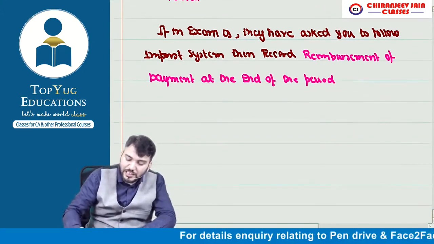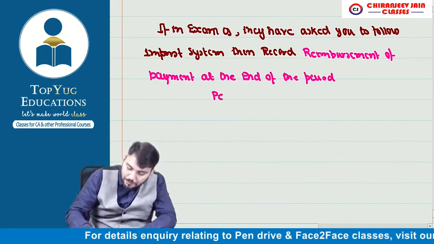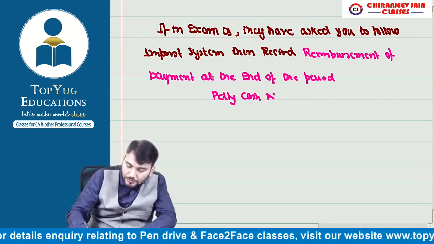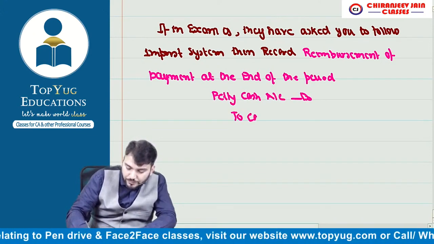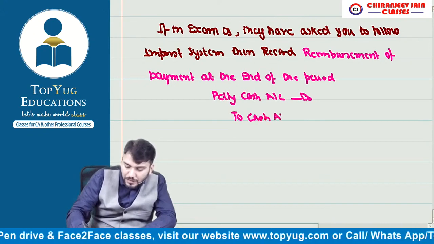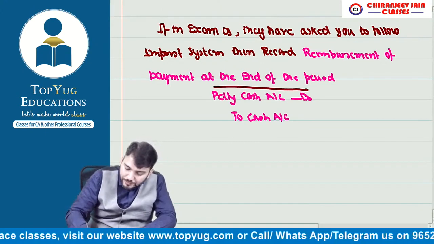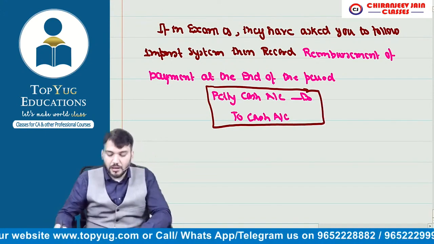Correct? And what will be the journal entry for this? Petty cash account will increase, to cash account. Have you understood this point? Correct. Understood?